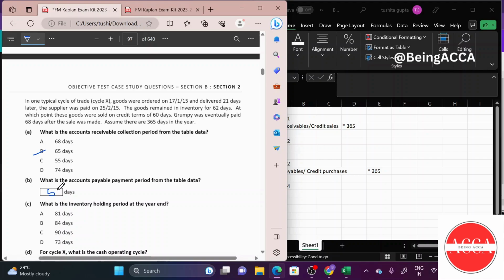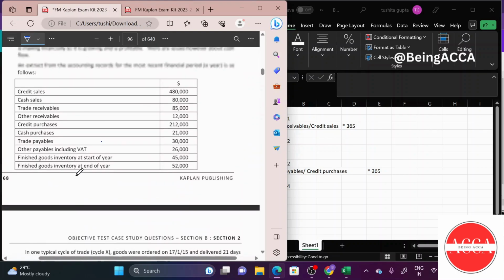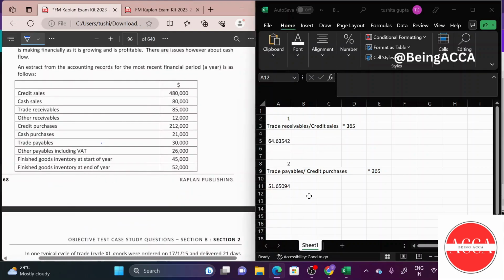Excuse me for this because I do not have my pen at the moment. So this will be 52. Moving to the next one, we have: what is the inventory holding period at the year end? Now we want the inventory holding period.